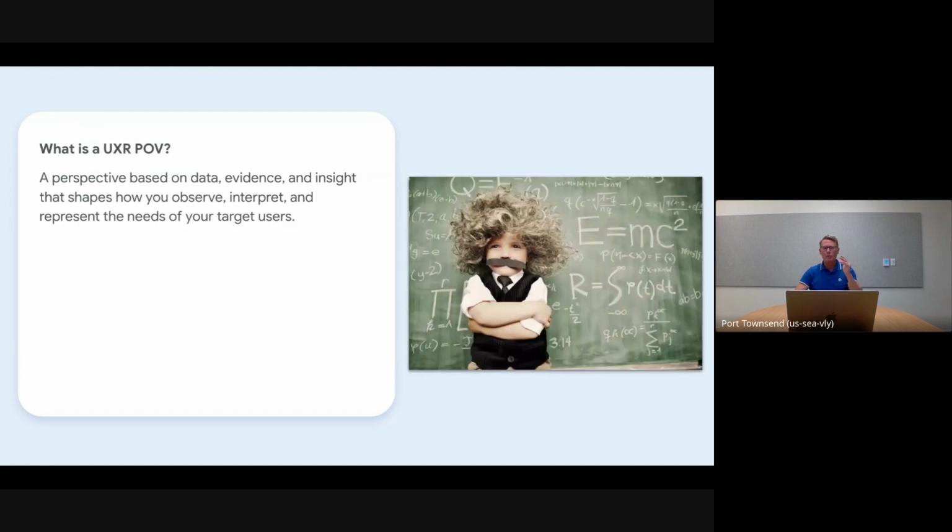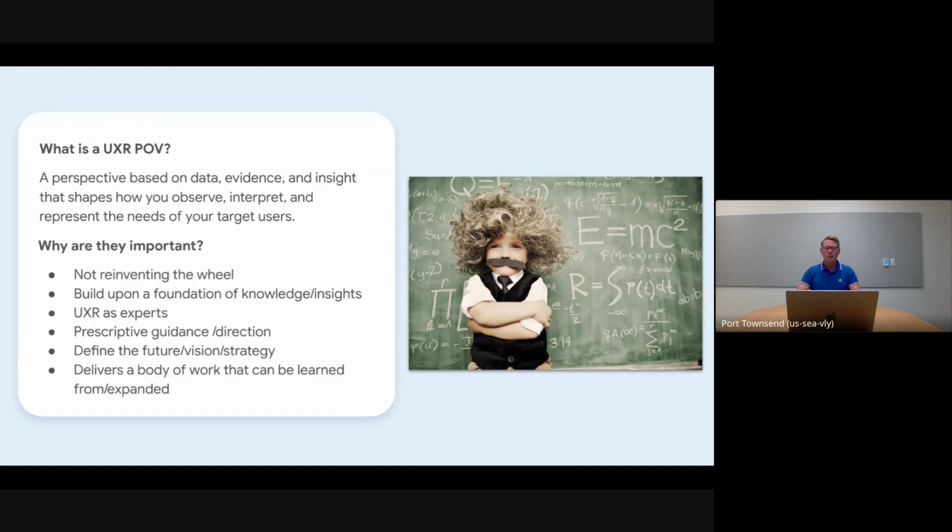But what about a UX research point of view? A UX research point of view is a perspective based on data, evidence, and insights that shape how you observe, interpret, and represent the needs of your target users within a given context or domain. And why is this important? Well, there are a number of reasons listed here. For example, not duplicating research that's already taken place, building a body of work so you can be recognized as an expert, and ensuring that your work helps to define a future vision and strategy for the area that you're working on.